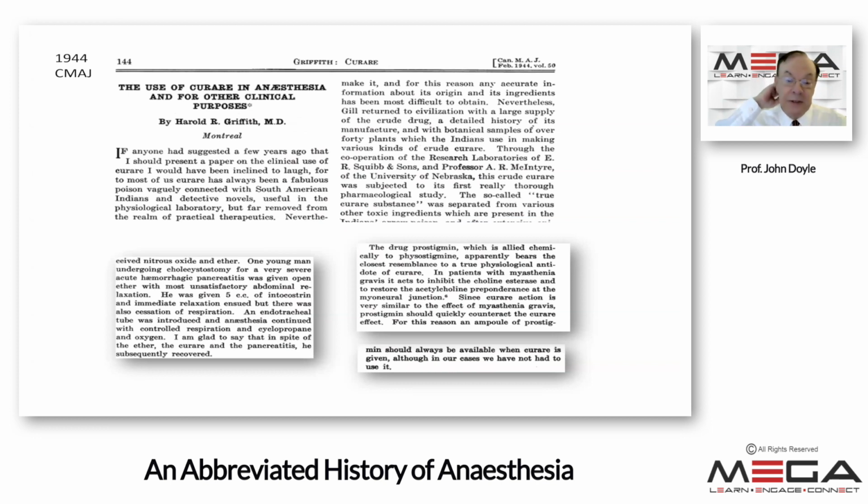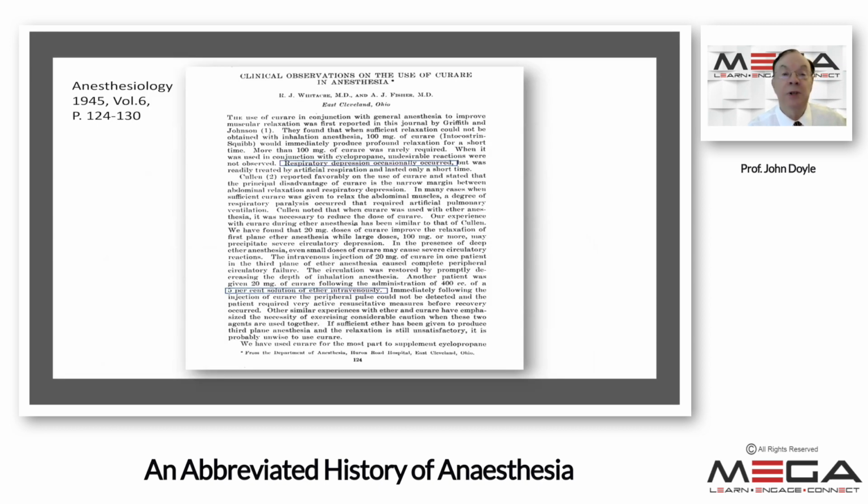Here are some interesting things that he would point out. On the bottom left, he said, one young man undergoing a cholecystotomy for very severe acute hemorrhagic pancreatitis was given open ether with most unsatisfactory abdominal relaxation. So he was given 5 cc's of Intocostrin, and immediate relaxation ensued, but there was also cessation of respiration. An endotracheal tube was introduced and anesthesia continued. And he goes, the drug prostigmine, which is allied chemically to physostigmine, apparently bears the closest resemblance to a true physiologic antidote of curare. In those days, it wasn't fully appreciated that you should reverse all patients who get neuromuscular blocking drugs.